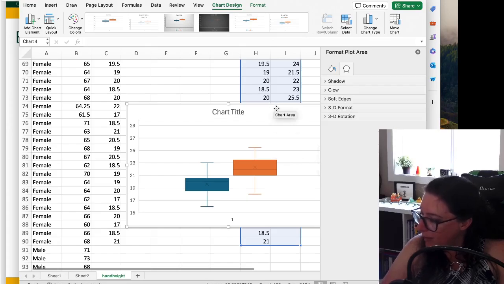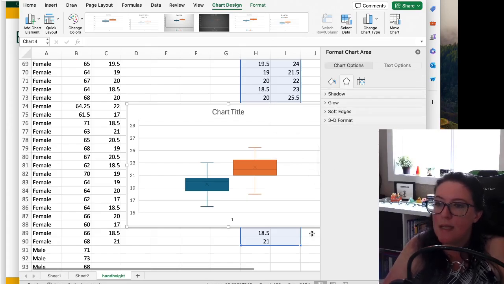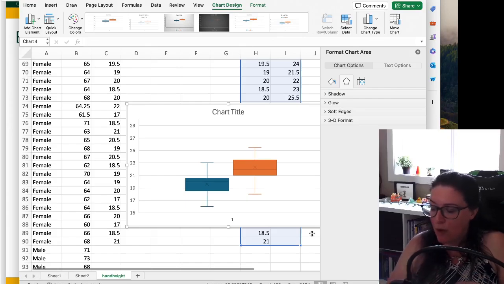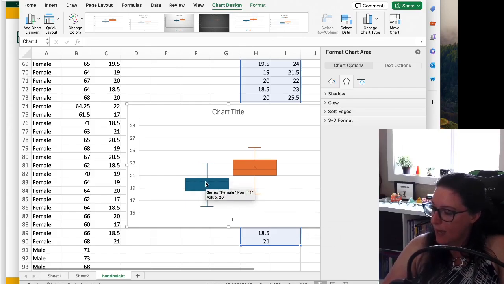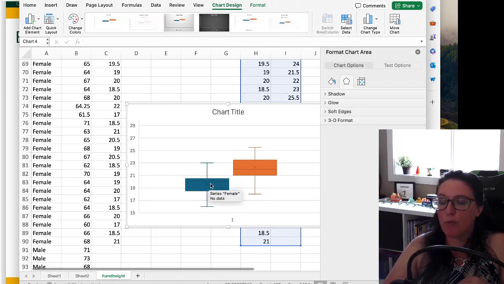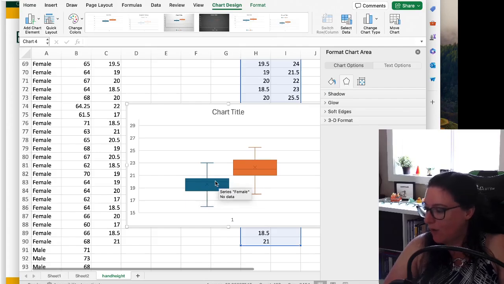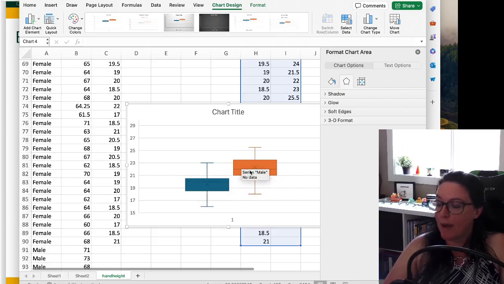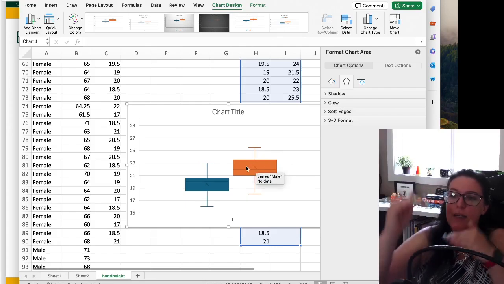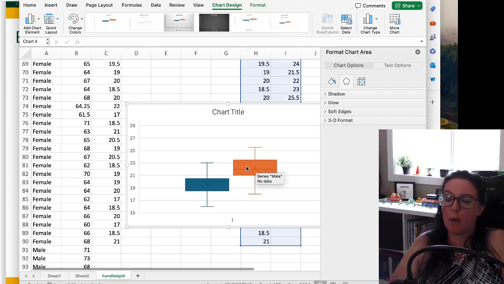Okay, so by doing that, what you can see is how male and female compare. So notice that the median is lower for female than male. Notice, as we talked about before, the boxes don't even overlap. The interquartile range for female is below that for male. So you can see how these two groups compare with our box plot.